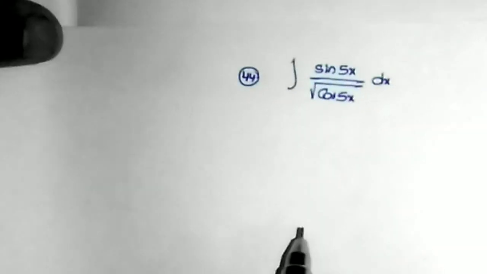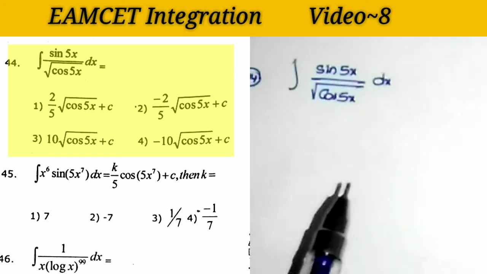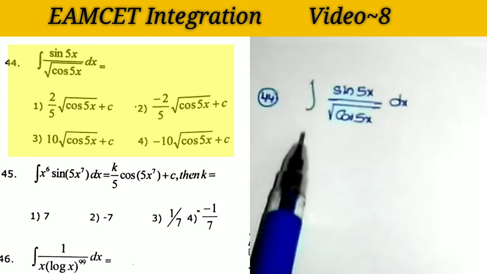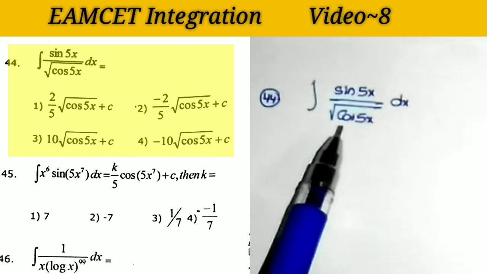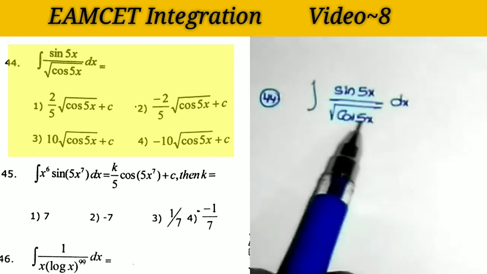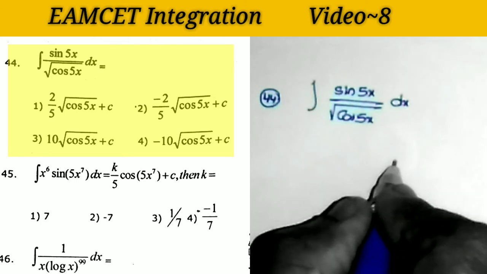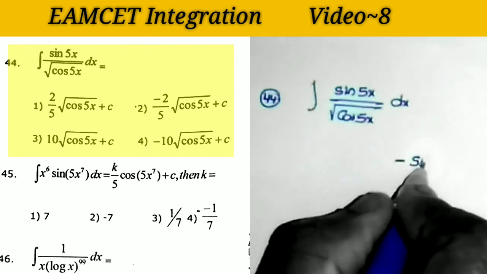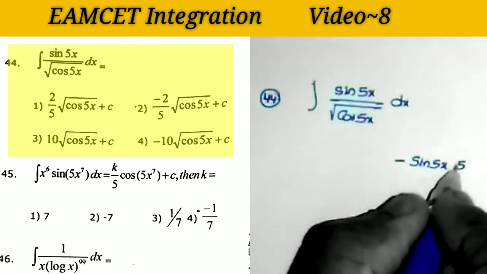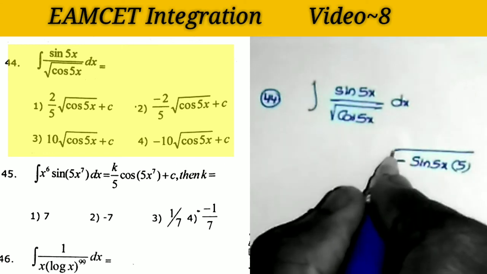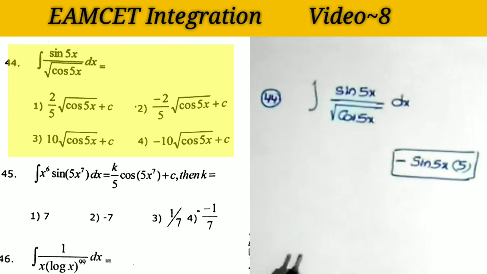The question is integral sin 5x by root cos 5x into dx. Now see here, what is cos 5x derivative? Cos x derivative is minus sin x. That is, cos 5x derivative is minus sin 5x. Again the derivative of 5x is equal to 5. So the derivative of cos 5x is equal to minus 5 sin 5x.